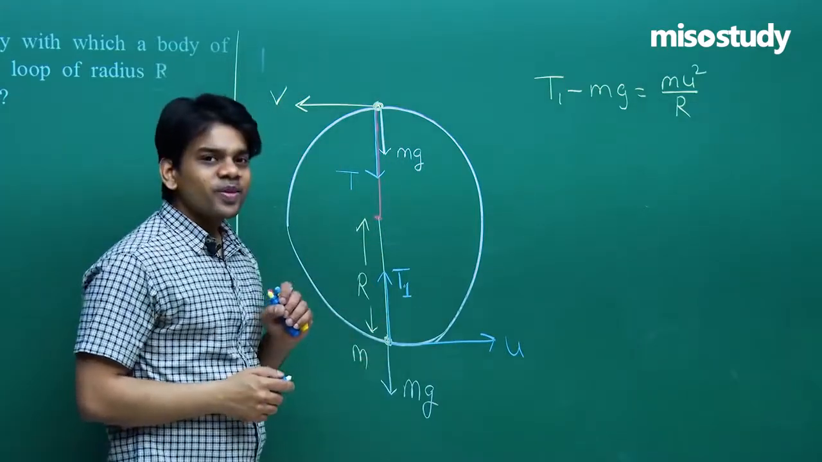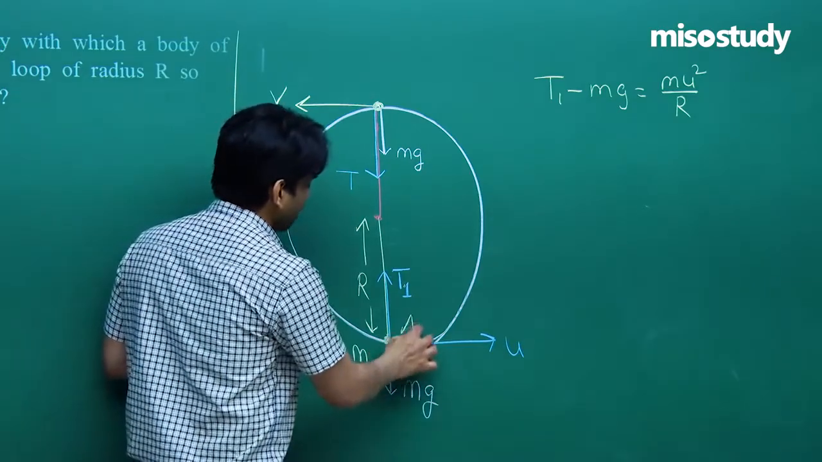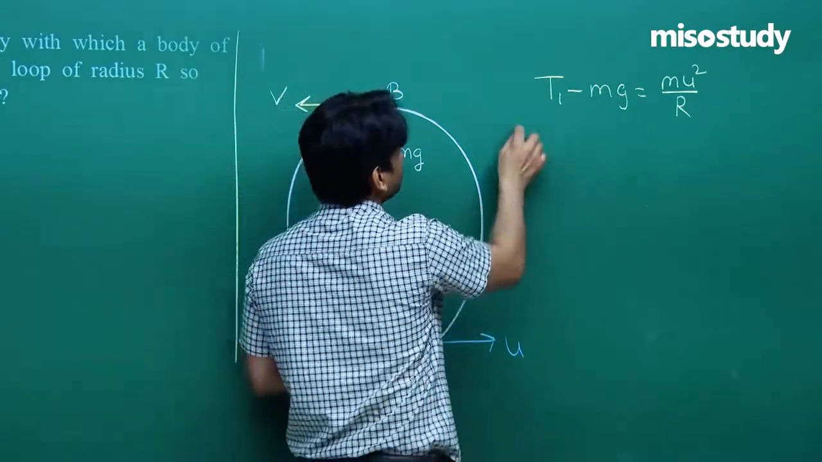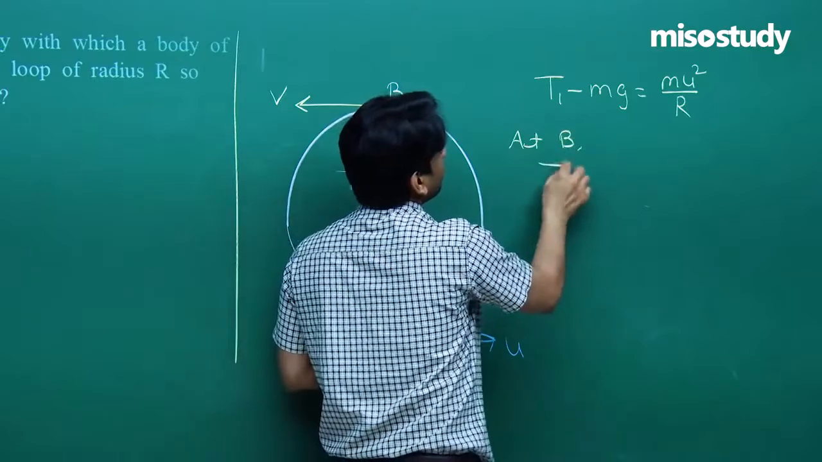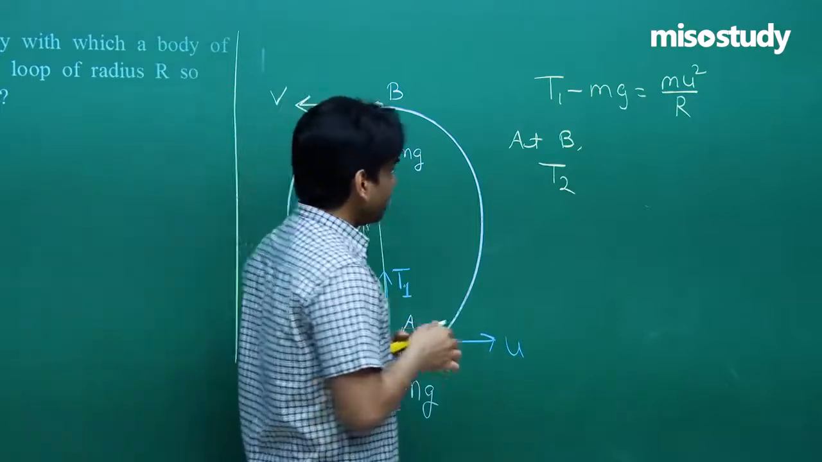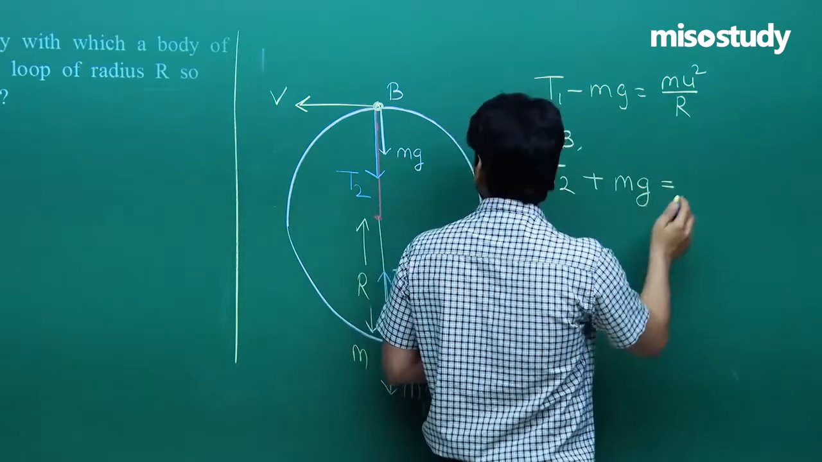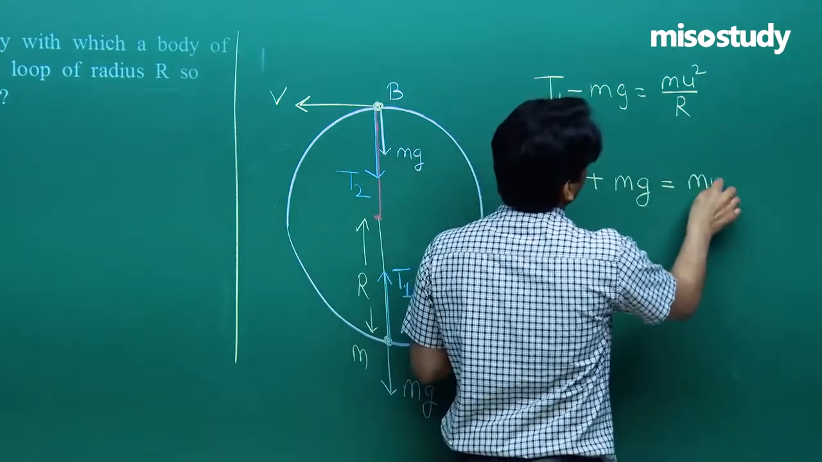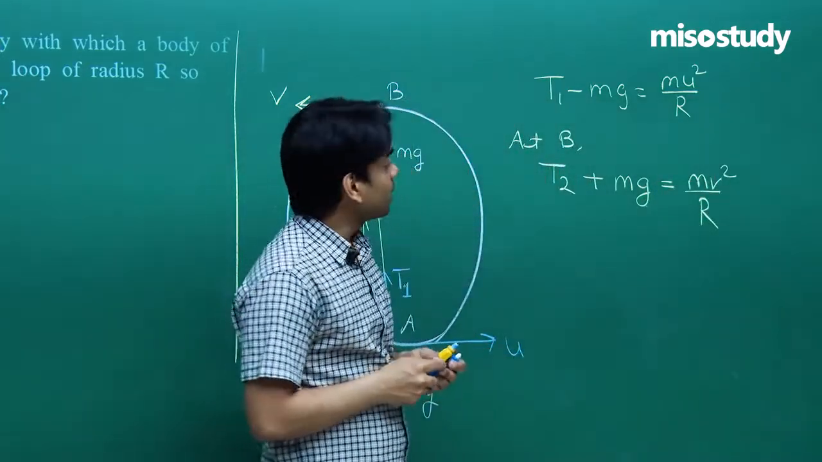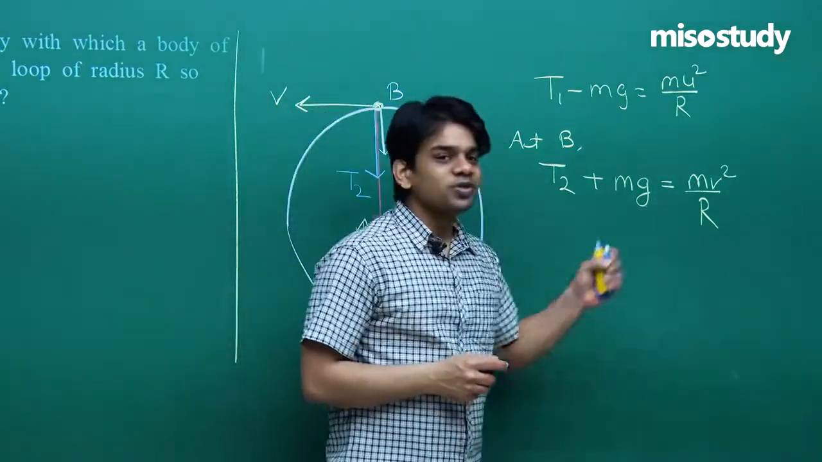For the topmost point, let's say this position is A and this position is B. For A we have framed the equation. For B, at position B, a new tension will appear, let's say it's T2. So T2 plus mg is equal to mv square by r. The radius will be the same. I have written this value here. Now see how to proceed.